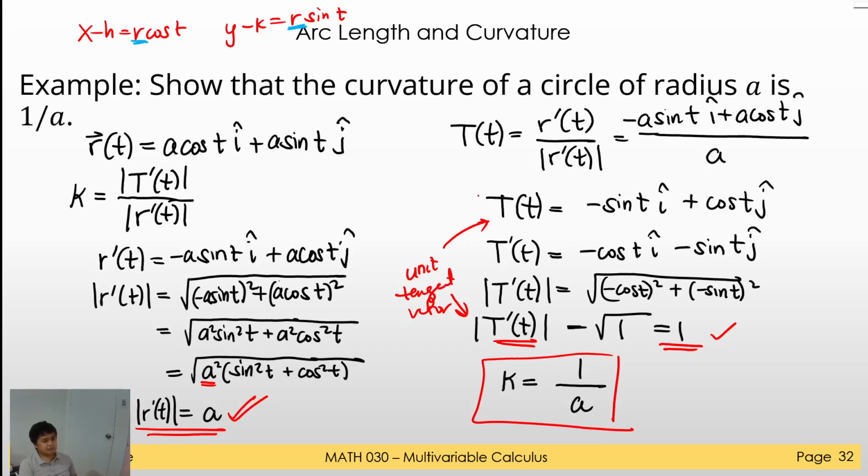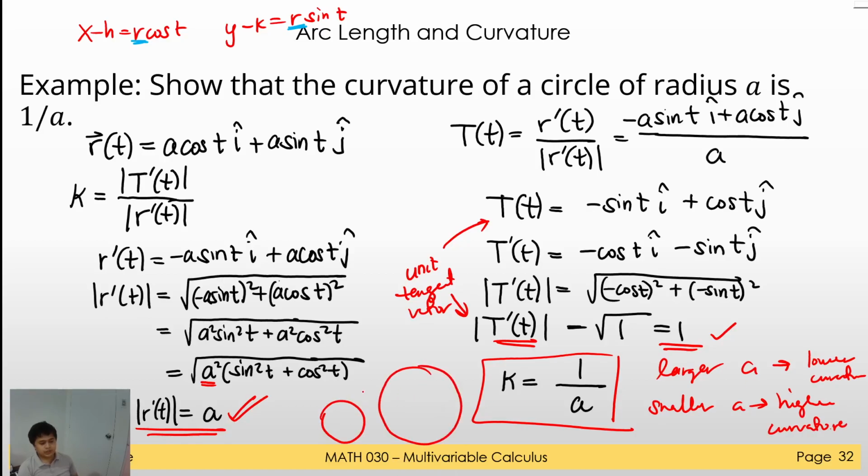So what does this mean? What is the implication of this? The larger the radius of your circle, so the larger a is, the lower the curvature, but for smaller a, the higher the curvature. So you can imagine two circles, one small circle and one big circle. The smaller circle has a higher deviation from a straight line than the bigger circle.